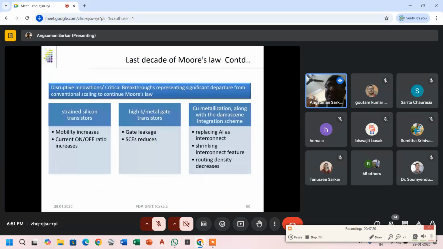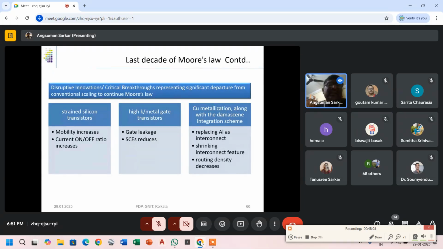So various disruptive inventions. That is what I was talking about at the start of my lecture, that Moore's law failed. But in order to sustain Moore's law, various disruptive inventions or critical breakthroughs were introduced from time to time by various scientists around the world. What are those transistors? One technology is the strained silicon transistor. Instead of using a normal silicon transistor, we use a strained silicon transistor. As a result of using strained silicon, mobility increases. And as you know, once mobility increases, it can work at a high frequency.